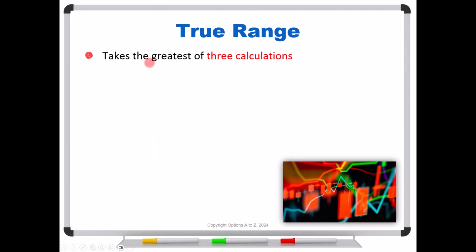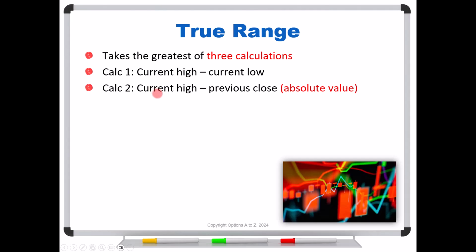What Wilder did is he takes the greatest of 3 calculations. Calculation number 1, you're going to take the current high for the day minus the current low. Calculation number 2, you're going to take the current high minus the previous close, but we're going to take the absolute value. So if today's high is higher than yesterday's close, we're going to get a positive number. But if today's high is below, maybe we gap down, technically you would get a negative number, but Wilder is saying we're going to ignore that. We're going to make it a positive number.